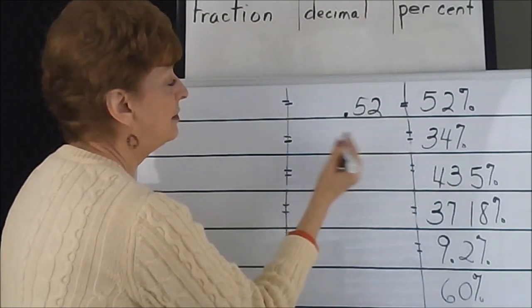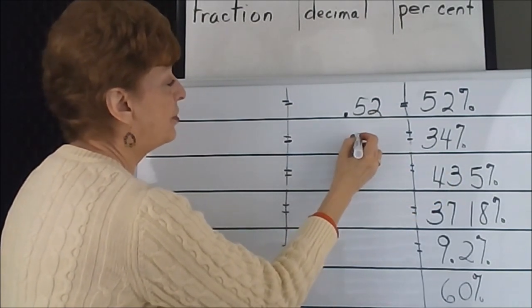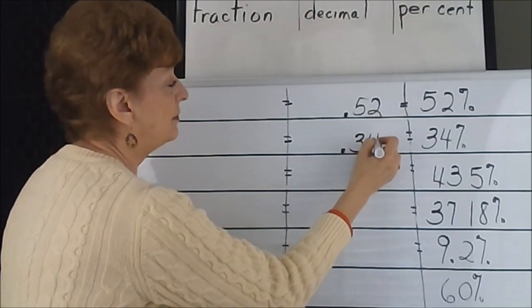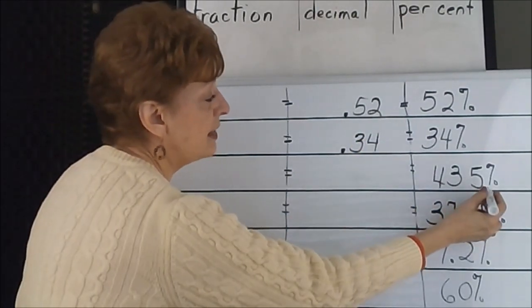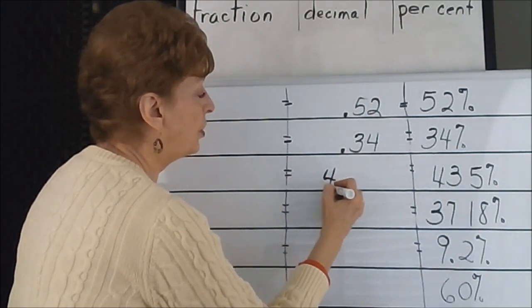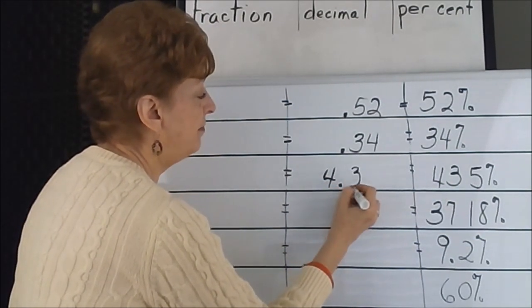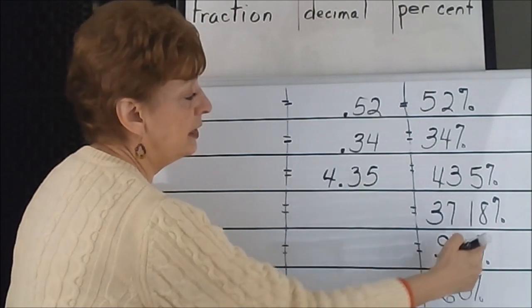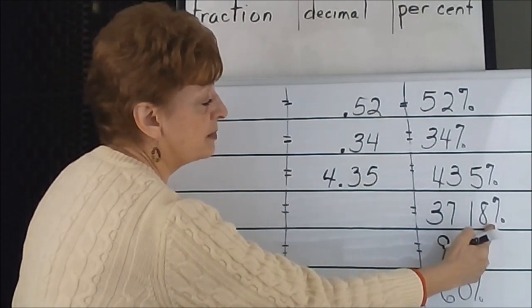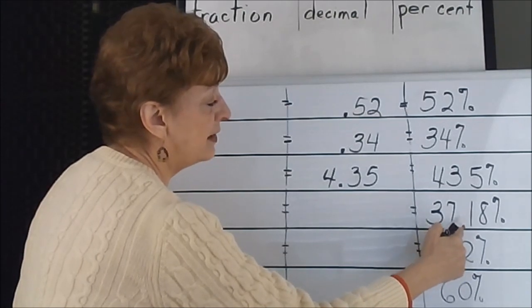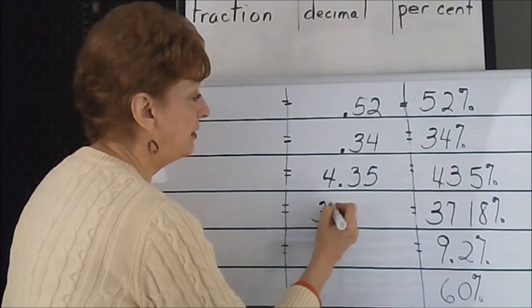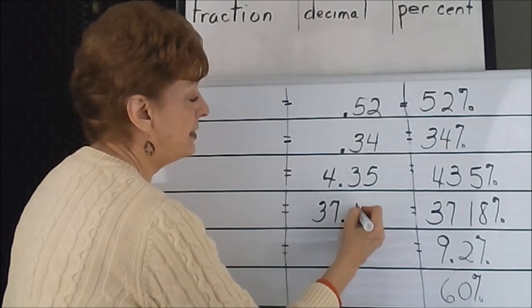Switching, we're going to have 34.34 for our decimal. In this case, we will have 4.35. Taking our decimal from the very end, moving it over 2 places gives us 37.18.